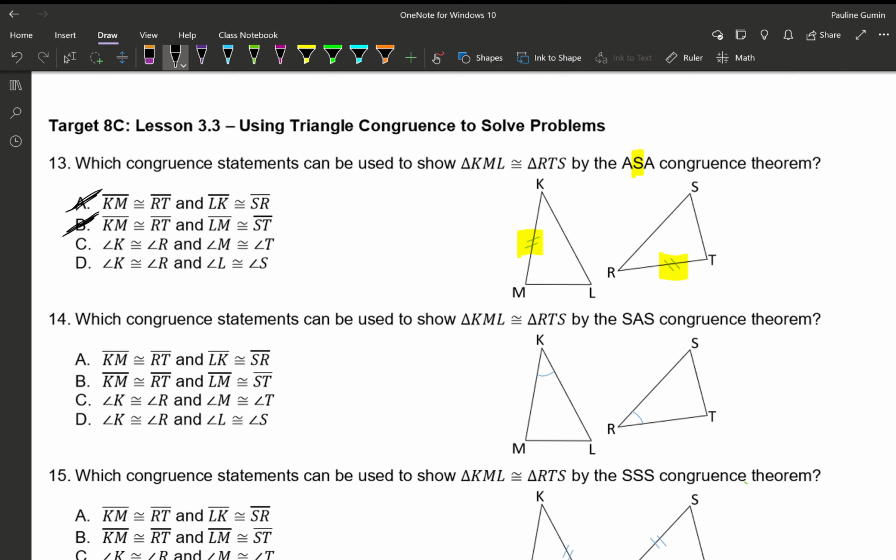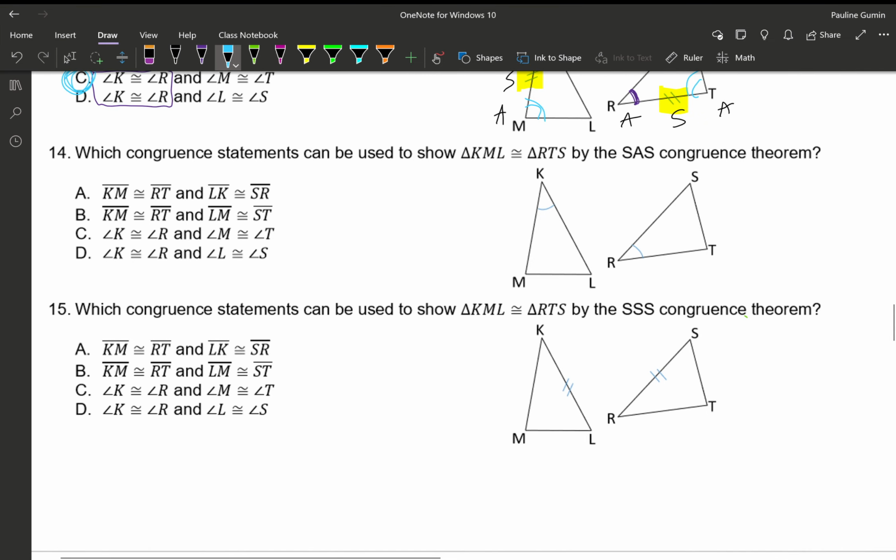They're sides. Now C and D both start off with angle K is congruent to angle R, so I'm going to go ahead and mark that right away, because regardless of which one we pick, they both have them. Now before I pick my option, I want to mark the next angle that should exist in order to make it ASA. So AS, the angle should be here. AS, the angle should be there. So I should have angle M and angle T that lives in option letter C.